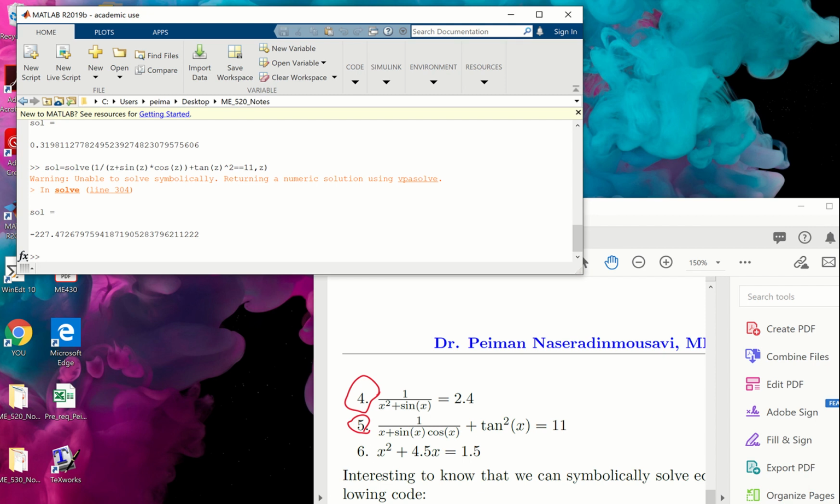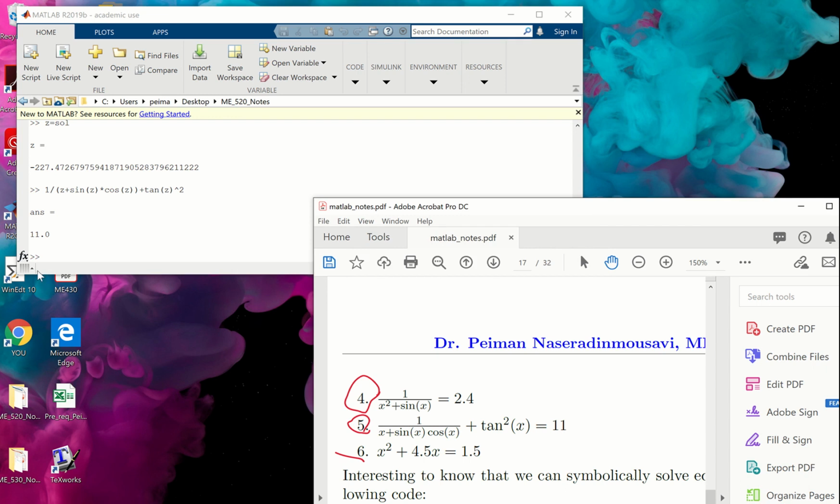So now guys, let me implement this inside that relation. I'm saying that now your z is equal to sol. Z is equal to sol. Your z is this. Now if I put it inside the original equation, does it give you 11? Let us see. Yeah, it gives you 11. Understand? So that's the value of the z.